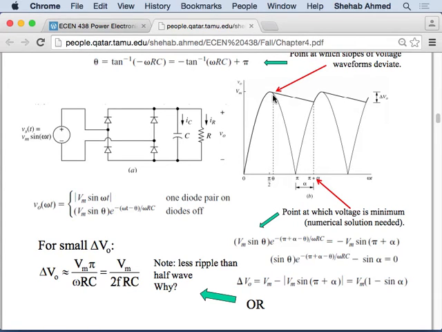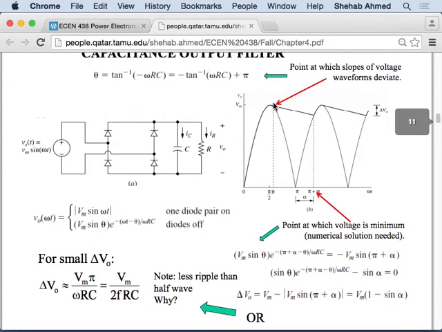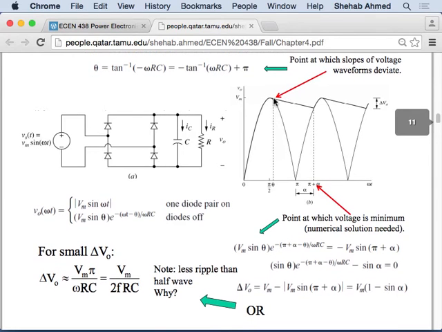Theta is the point where these two slopes are equal: the slope of the capacitor voltage, which is the exponential equation, and the slope of my sine wave at that point. So what they did was differentiate the sine wave, differentiate the exponential, and equate them. I don't show the equations here. I don't want you to memorize the equations. You need to understand the process here. So they differentiated both equations and equated them to find theta.